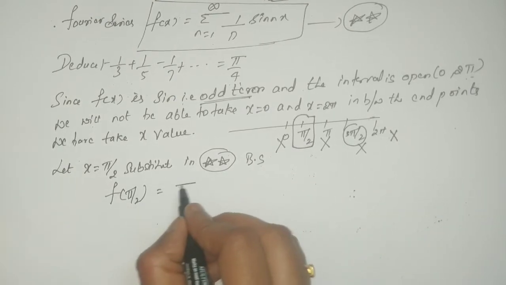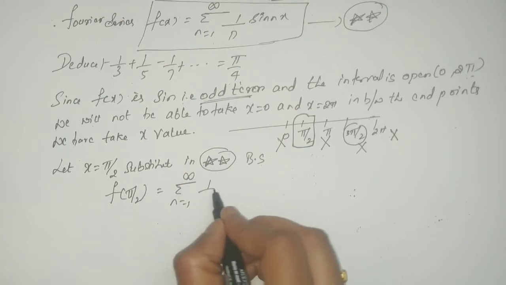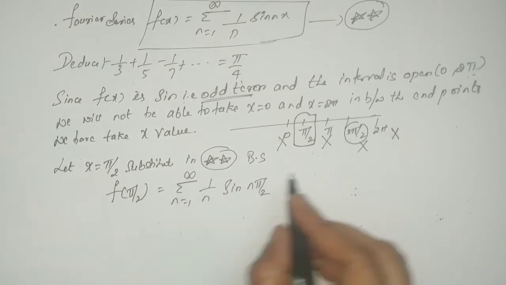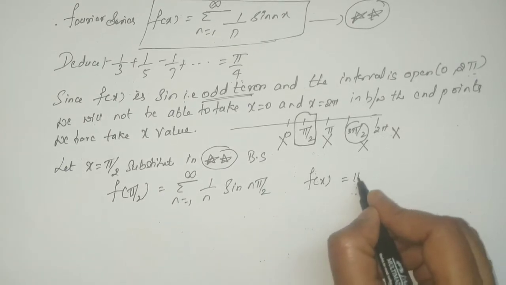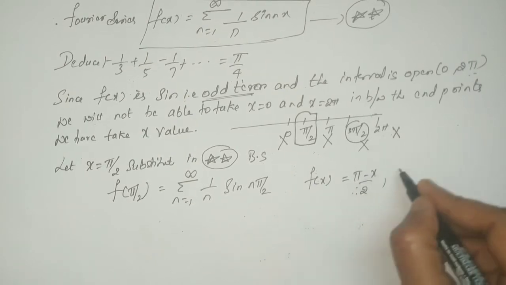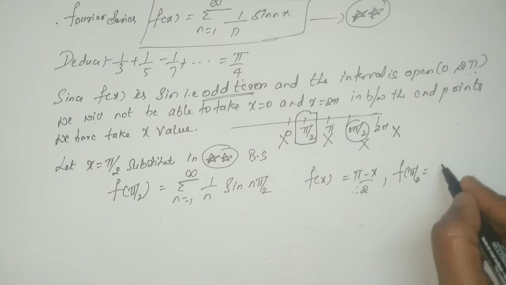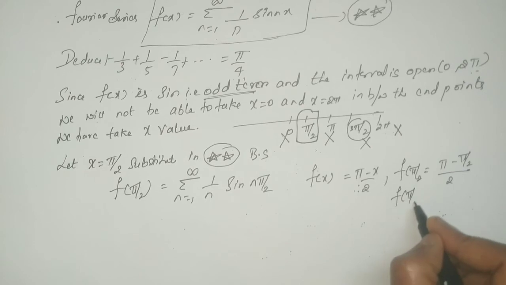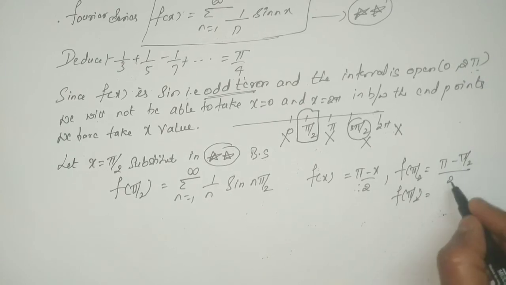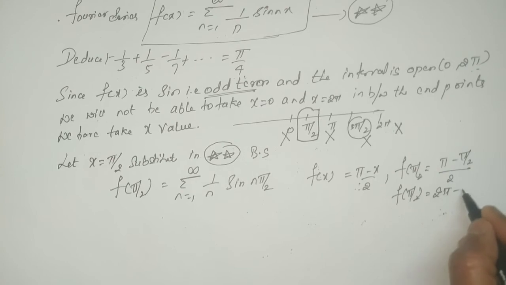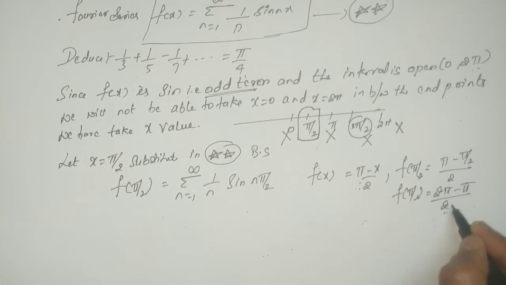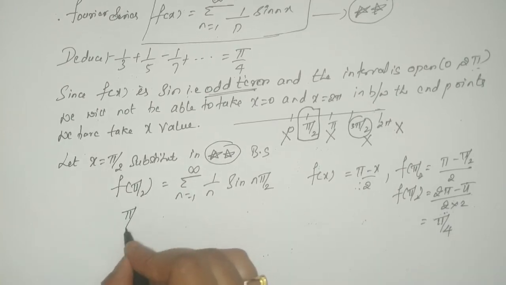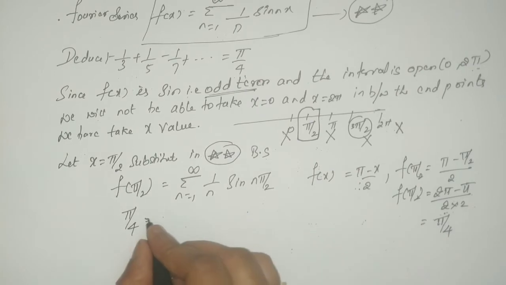So f of pi by 2: I am replacing x with pi by 2 wherever it appears, so it is 1 by n sine n pi by 2. We know f of x is given as pi minus x by 2, right? In place of x, you replace it with pi by 2. So it is pi minus pi by 2, whole divided by 2. Taking the LCM for the numerator, it becomes 2 pi minus pi by 2 into 2, which is pi by 4. This you can substitute here. So it is pi by 4.